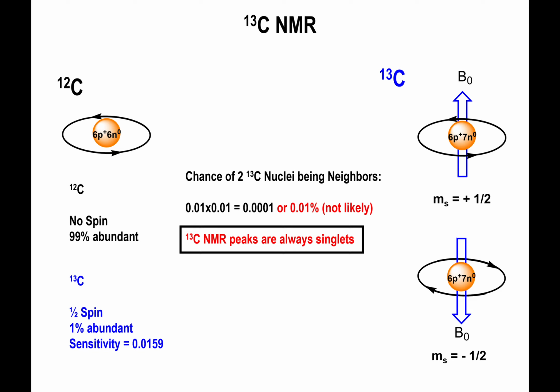All right, so what this ultimately means is that there will be no chance that you will have in the same molecule a carbon 13 next to another one, and therefore there will be no splitting. So all the carbon 13 peaks you're going to see are going to be singlets, because there is no carbon 13 next door.